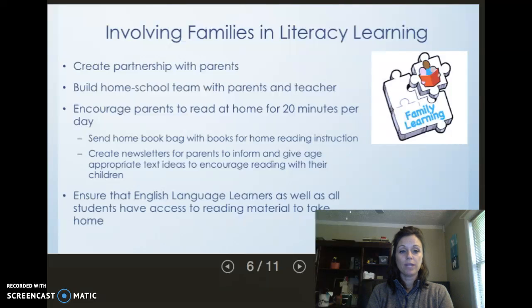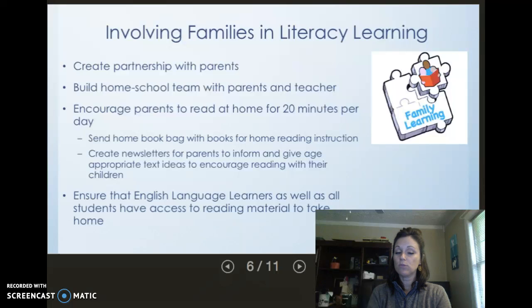To encourage this reading to take place with caregivers, young students will be sent home with a book bag for the parents and the student to read through together. That will be at the specific reading level for the student. I will also send home newsletters giving suggestions on age-appropriate texts to aid caregivers to choose texts that are fundamental for students' continued learning.